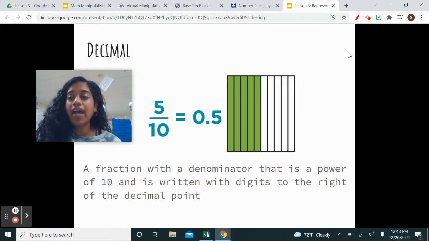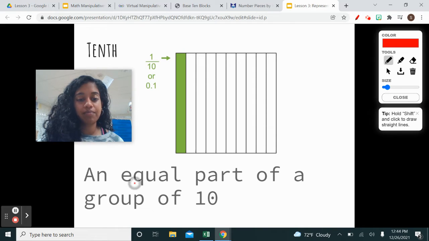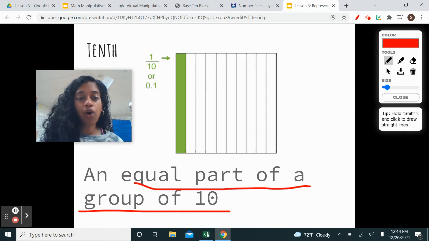So let's go ahead and go into what is a tenth, like we kind of talked about before. A tenth is a portion, an equal part of a group of 10, right? So we took our whole right here and we split it up into 10 pieces. So that is a tenth.